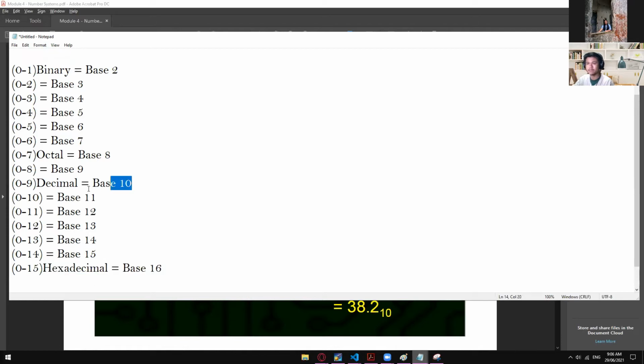We have the base 16, base 10, base 8, and then base 2. But the rest, we call them n base already. Okay, so those are 0 to 2, 0 to 3, and so on and so forth.